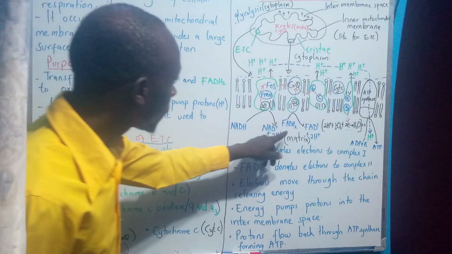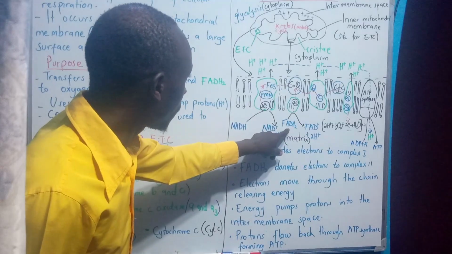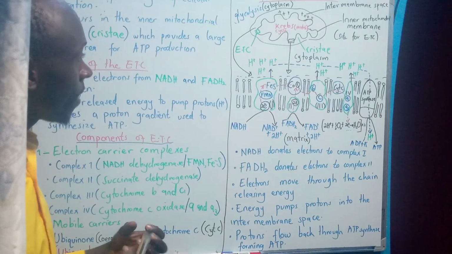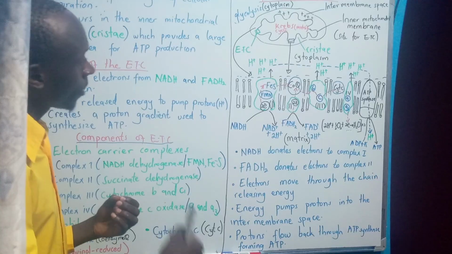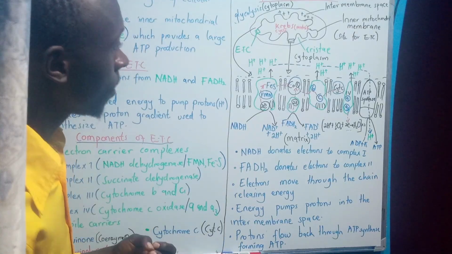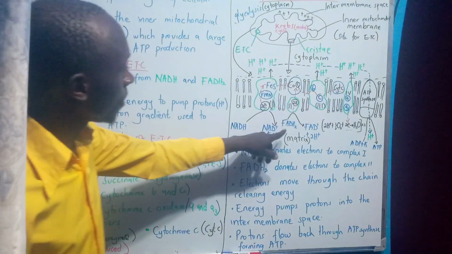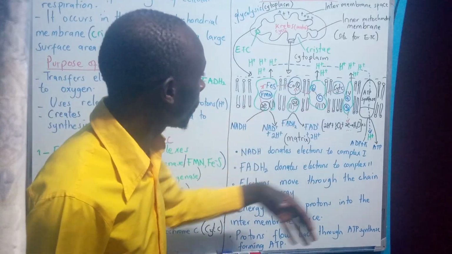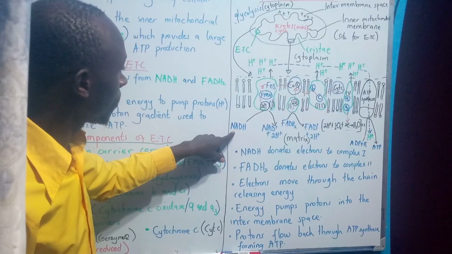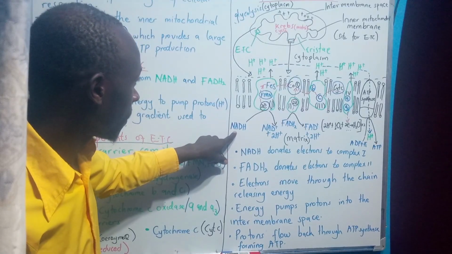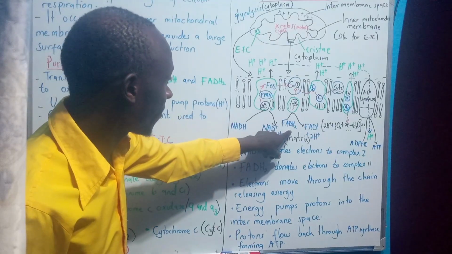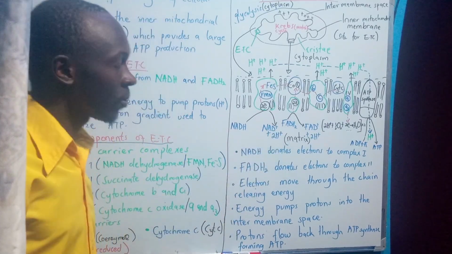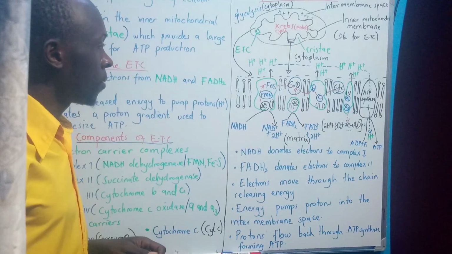So this FAD joins the ETS later. It means that if it joins later, there is less energy which is going to be released. Remember, the more the electron moves, the more energy that is going to be released. So the electron released here by FAD is released at a lower energy level than the one released by NAD. So NAD produces more energy than FAD. If NAD produces 3 ATP molecules, then FAD is going to produce 2 ATP molecules.